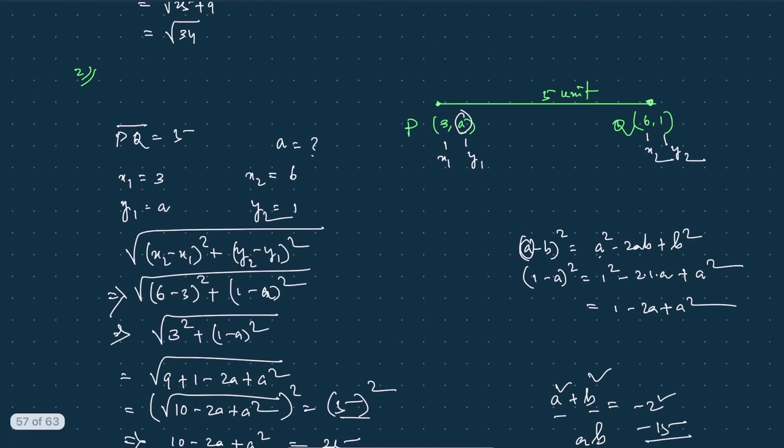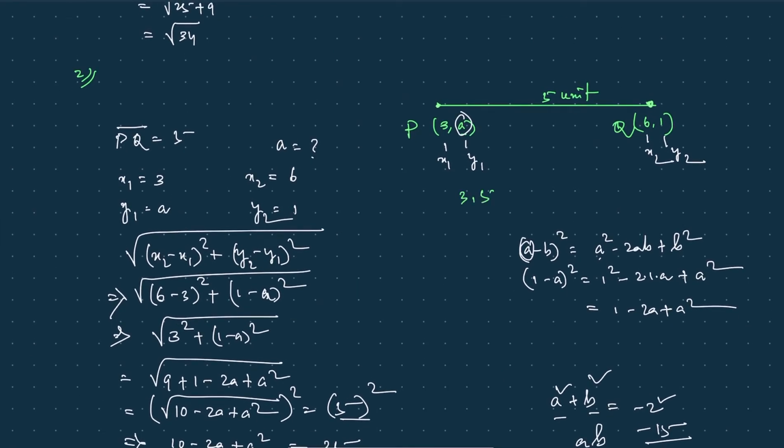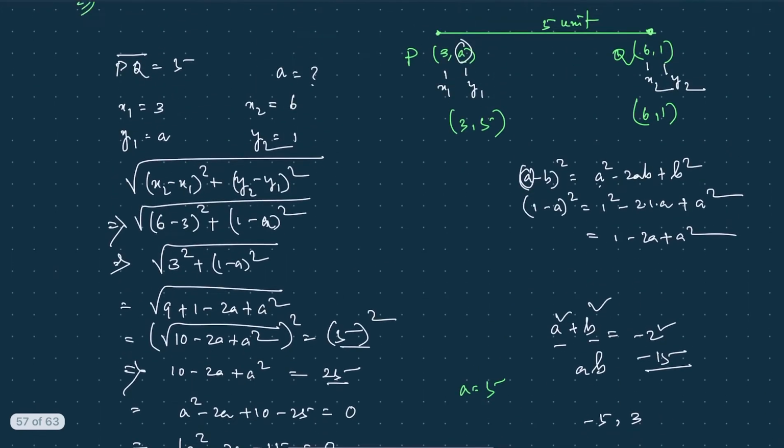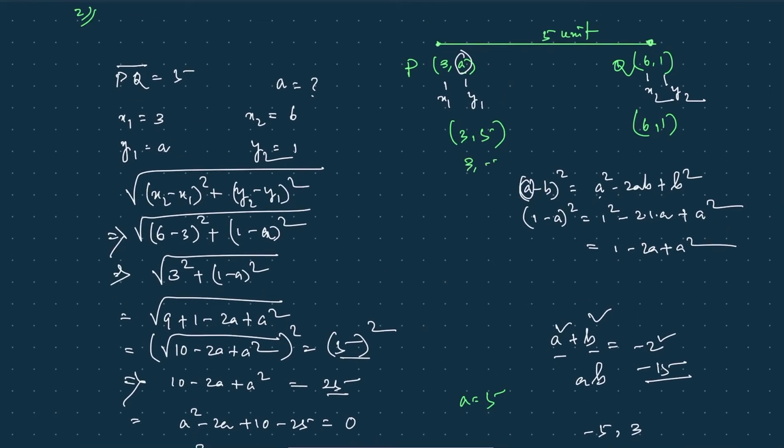then the point will be 3 comma 5 coordinate, and this will be 6 comma 1. You need to check in this formula whether we are getting the same answer or not. So 6 minus 3, 3 square is equal to 9, and 1 minus 5 is minus 4, 4 square is equal to 16. 16 plus 9 is equal to 25, so we are getting the answer. Again you put minus 3 here, then we are going to get the answer. So it's no problem.